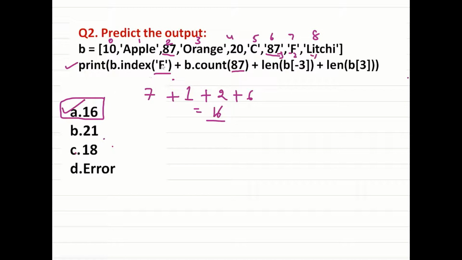So we have just found the index value of F, that is 7. The point to take care of is that this 87 is a number and this 87 is a string. Sometimes you may get confused with these two 87 values and students may write 2 here. But only one count is here. Length of B of minus 3: at minus 3, this is 87 as a string. Length is 2. And length of B of 3 is orange, that is 6. Correct answer is 16.